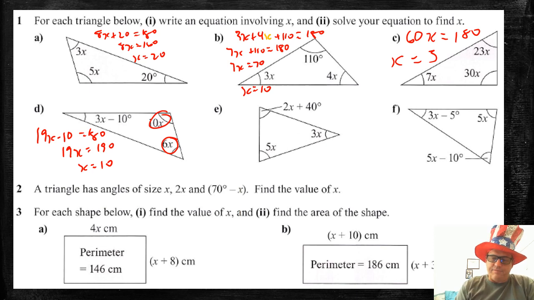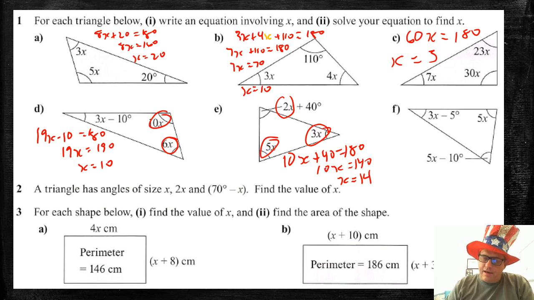The next one, I have 5x plus 3x is 8x. That's 10x plus 40. 10x plus 40 equals 180. So 10x equals 140 and x equals 14.